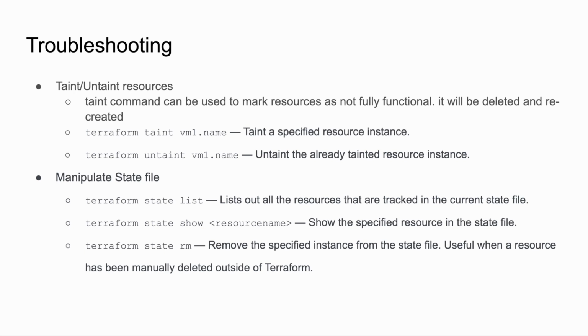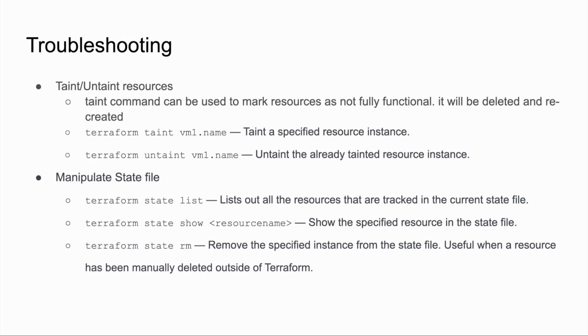But if you need to recreate it, you can use the Terraform taint command. Let's say this VM1, you just need to recreate it. You can mark it with Terraform taint plus the resource. You specify the resource, then it will mark it as tainted in your state, and when you run the Terraform apply next time, it will recreate it. Also you can use untaint if you change your mind and no longer need the already tainted resource recreated.